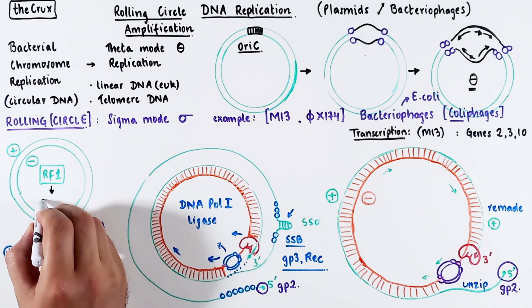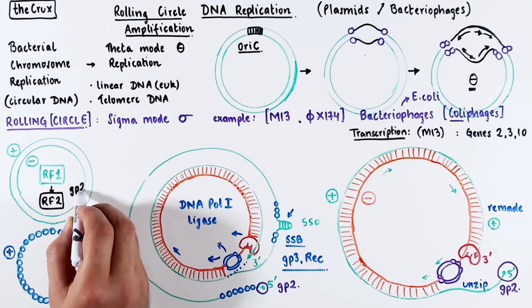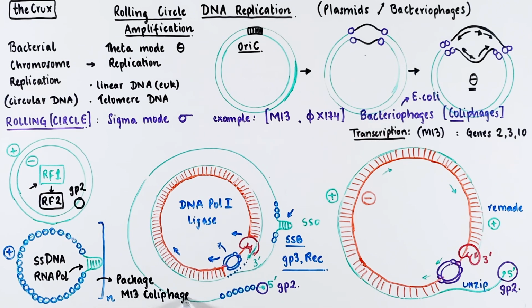Actually, this RF1 can be converted into RF2 if the GP2 protein is still around, and this might start another round of replication. And likewise, the plus strand can again recruit RNA polymerase and start yet another round of replication cycle from the beginning and make more RF1 and then more RF2, and the cycle continues. Since this is a viral DNA replication, the plus strand is also packaged to produce more M13 phage particles.